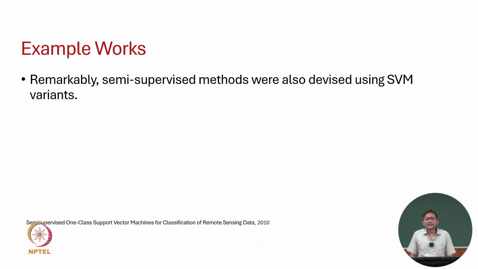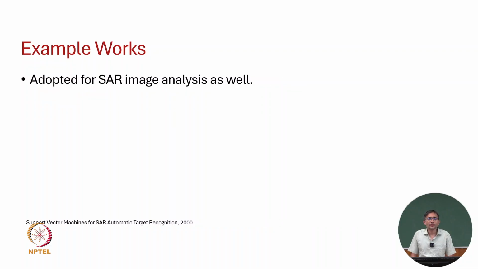Similarly, interestingly, semi-supervised methods were also devised using variants of the support vector machine. The particular example you are seeing in the footnote is from 2010. In the last few examples, most of them talked about multispectral or hyperspectral images. You might be thinking, what about SAR? It's not the case that it was not used in SAR. It was adopted for SAR image analysis as well, as you can see from the example in the footnote.